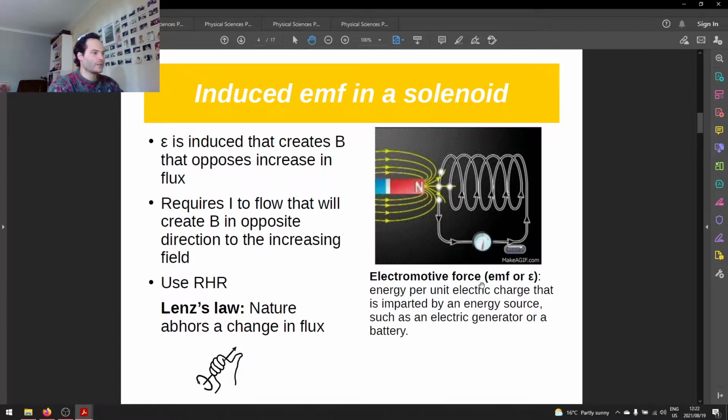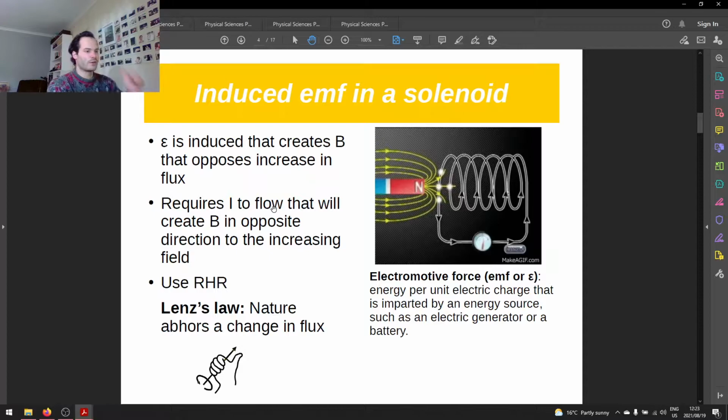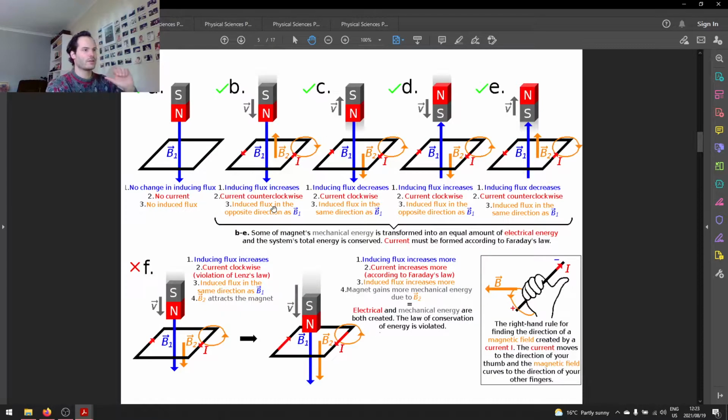Electromotive force, or EMF, or epsilon, is the energy per unit electric charge that is imparted by an energy source such as an electric generator or a battery. So if we have a look at this diagram here, we can see we've got a coil that's a black rectangle that's a little bit oblique, and then I've got a magnet that's either brought towards or taken away from that coil. All right, we're going to be using our right-hand solenoid rule.